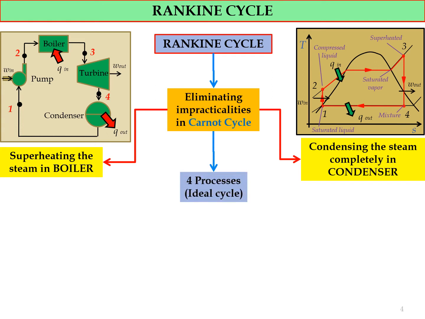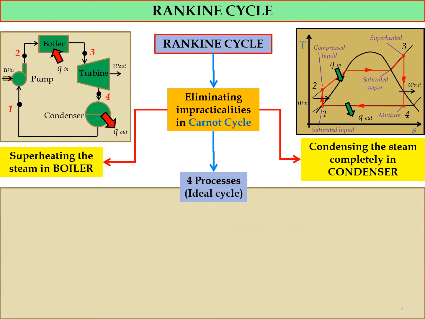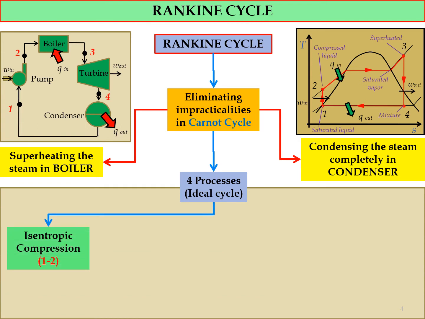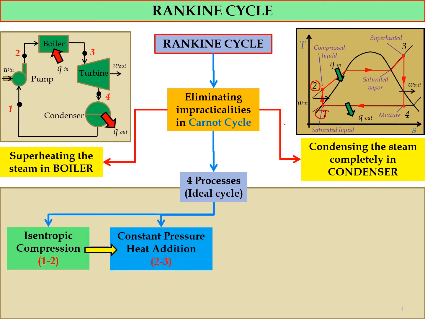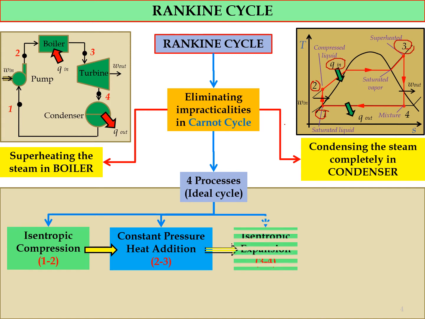So in the ideal Rankine cycle, we have 4 processes. The first is isentropic compression, process 1 to 2. Then we have the constant pressure heat addition process from process 2 to 3. Here is the heat addition process.